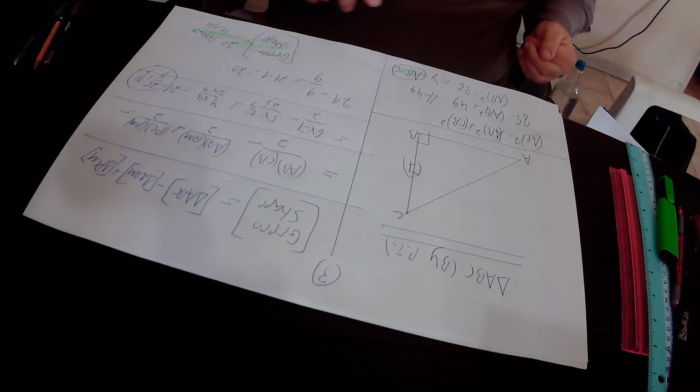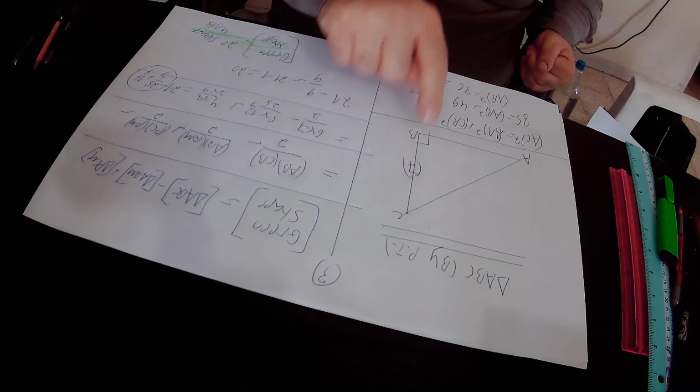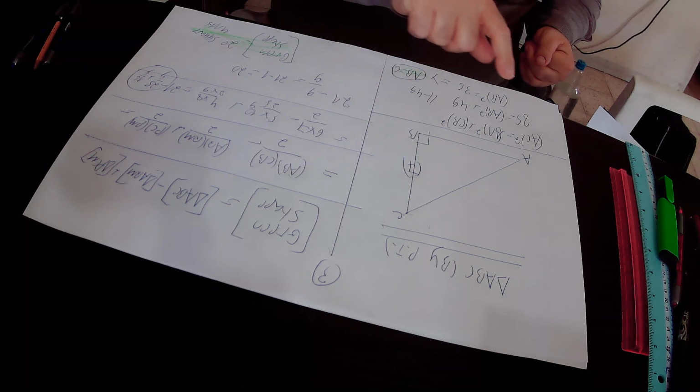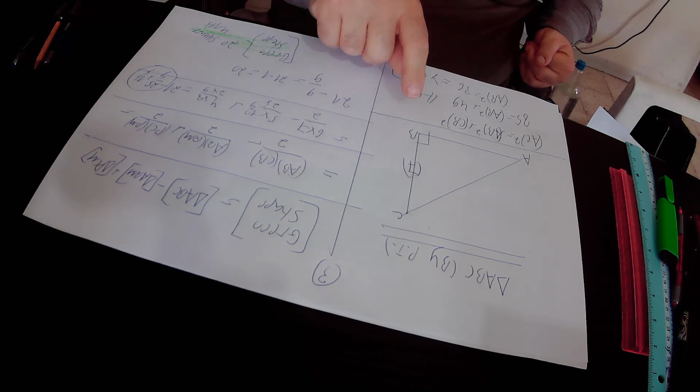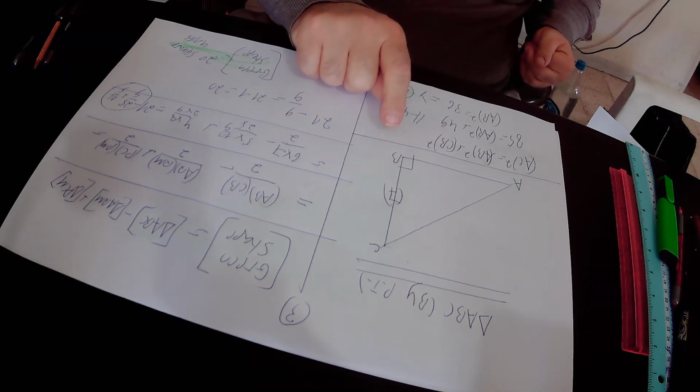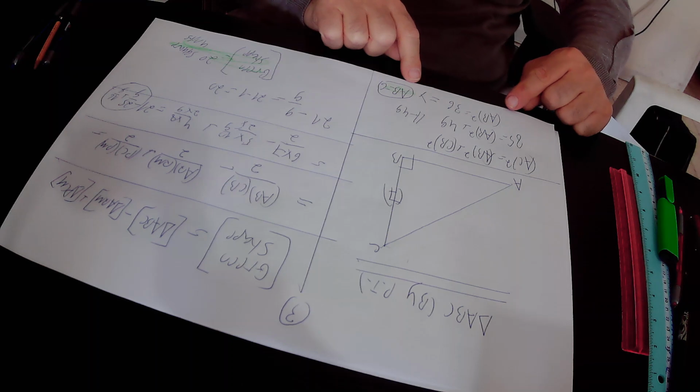In this right triangle ABC, according to the Pythagoras theorem, AC square equals AB square plus CB square. So AC square is 85, and it equals AB square. AB is the missing side, so leave it as it is, plus CB square. CB is 7, therefore CB square is 7 square, that is 49. So in conclusion, we found out that 85 equals AB square plus 49.